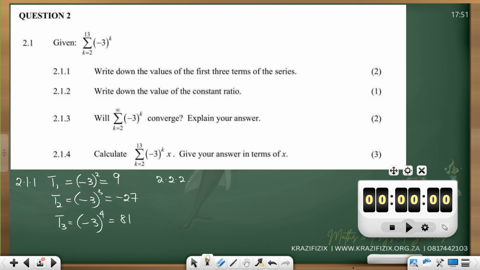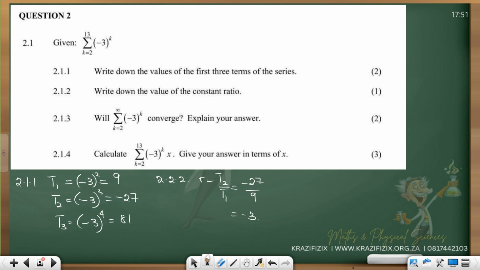Write down the value of the common ratio. Everybody, what is your common ratio? That is 15 seconds. What is your common ratio? So the common ratio is 3. Is it 3? Wrong answer. Negative 3. All right. R is T2 over what? T1. Negative 27 over 9, and that's negative 3. Look at you getting 3 marks in 1 minute now. Maximum 2 minutes.